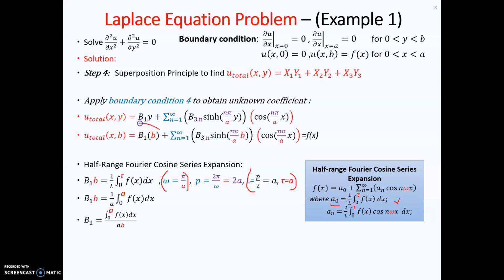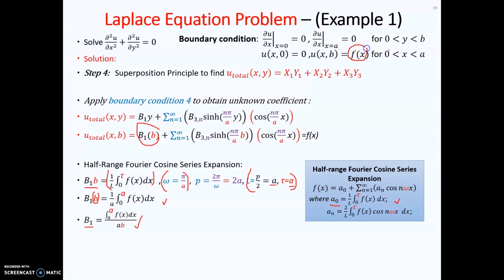So in this case, your a0 is b1b. So substitute the a0 equal to b1b here, which is equal to this formula where you substitute the L and tau equal to a here. So after you substitute L and tau equal to a, you should obtain this formula. And you can shift the b to the right hand side, and this is the solution for your b1.